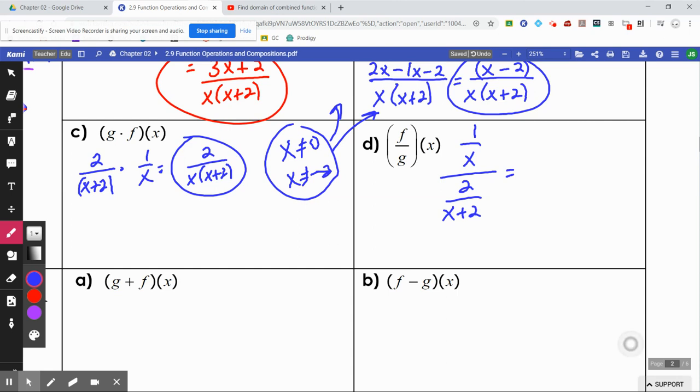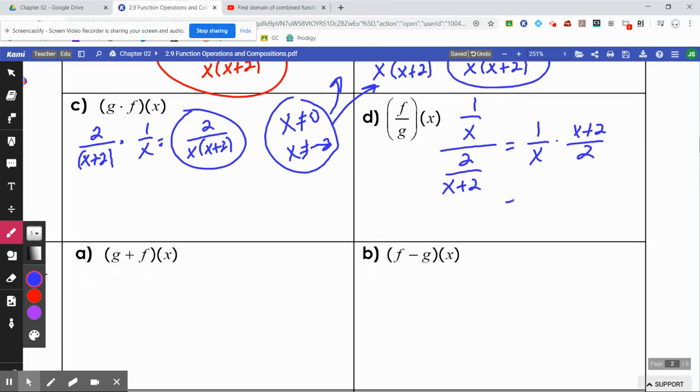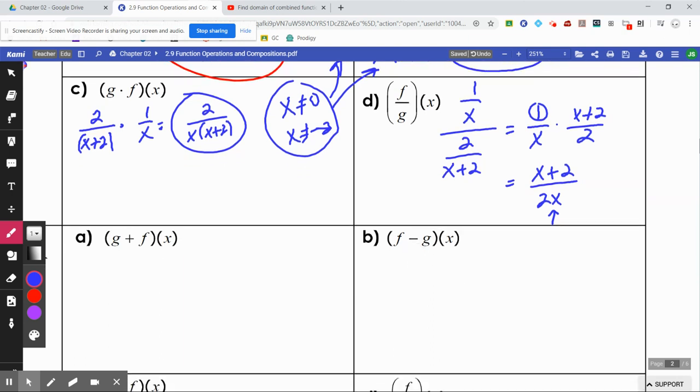To divide two fractions, we're going to flip the second one and we're going to multiply. On top, you have 1 times x plus 2, which is x plus 2. On bottom, you're going to have x times 2, which is 2x. The only thing in our final answer that would make this bottom equal to 0 is x equal to 0, and we've already thrown it out. So our domain is x can't be 0 and x can't be -2, just as it was before.